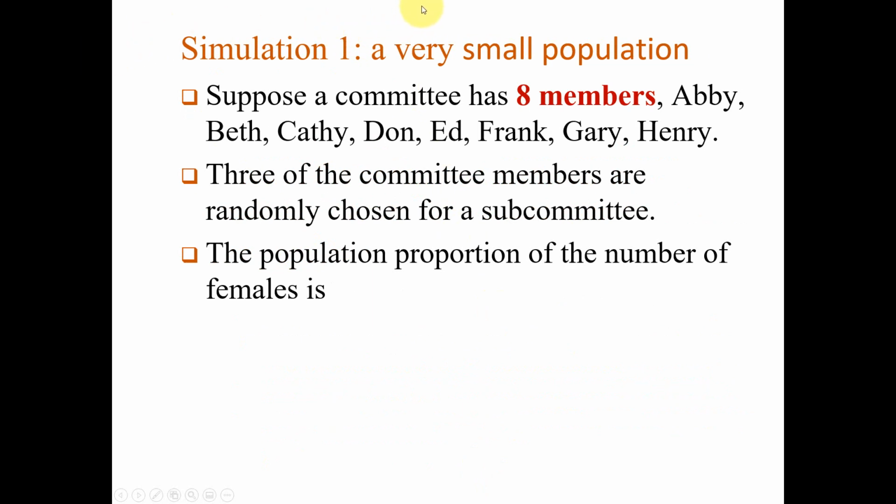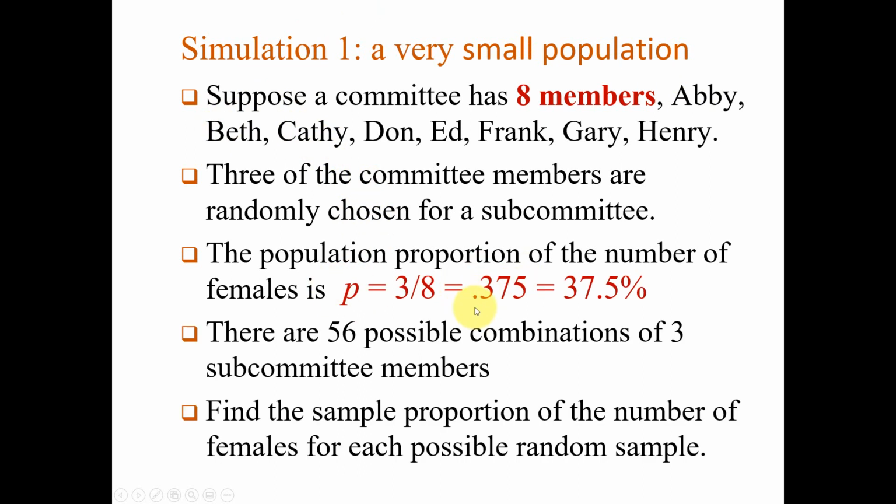So simulation 1, we have a small population. So our population here will be a committee has 8 members: Abby, Beth, Kathy, Don, Ed, Frank, Gary, and Henry. 3 of those committee members are randomly chosen for a subcommittee, so we can think of that as a sample. So the population proportion of the number of females, well, we have 3, Abby, Beth, and Kathy. So our P is going to be 3/8, or 0.375.